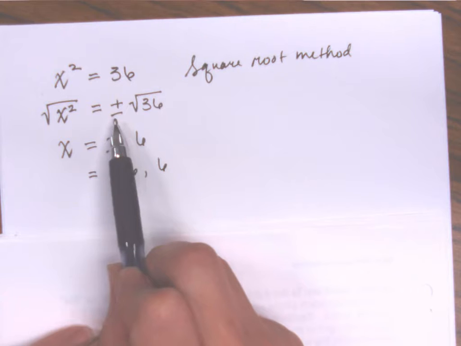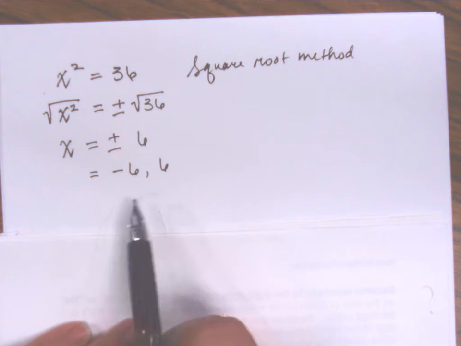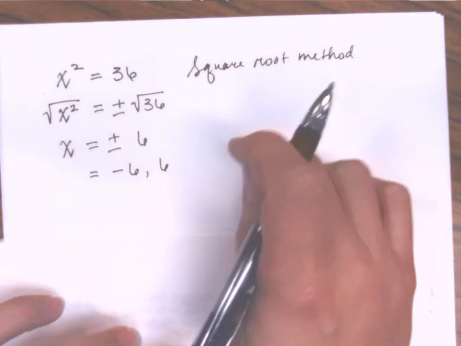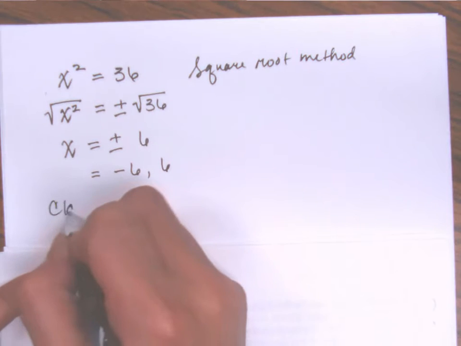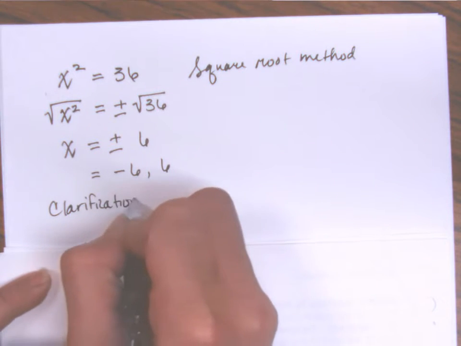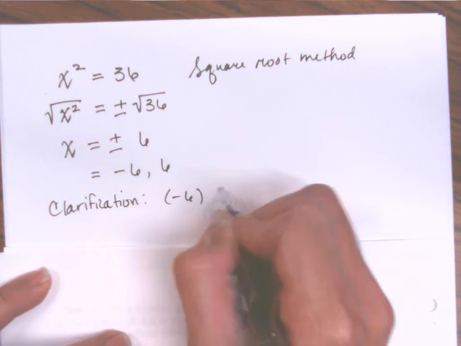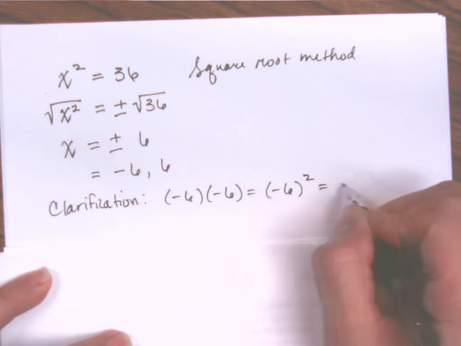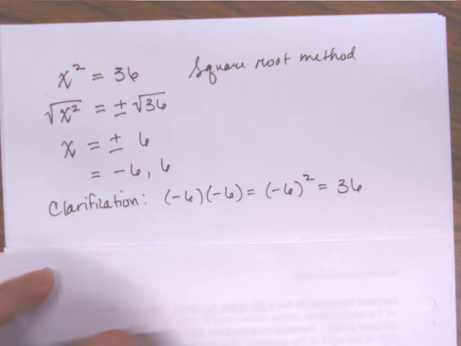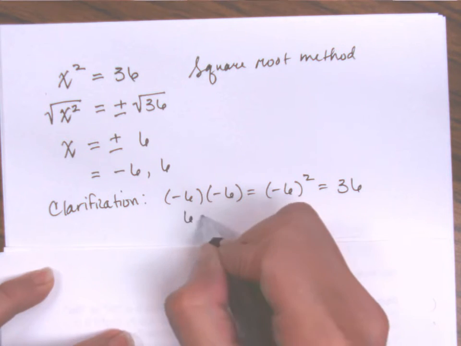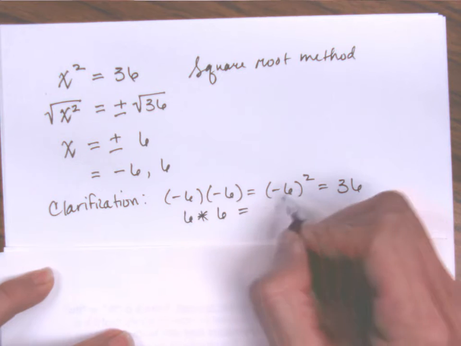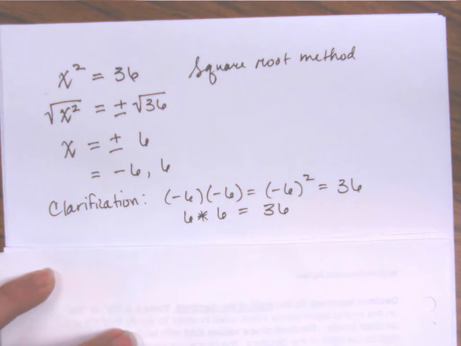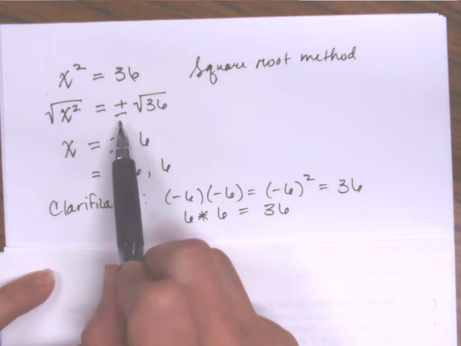So the reason we have to have the plus or minus sign on the right hand side is because you're going to end up with two different answers. So just for my own benefit, clarification, -6 times -6 is -6 squared, and that is +36. Also, 6 times 6, when they're both positive, is also equal to 36. So you're accounting for both of your answers. Okay, so don't forget about the plus or minus sign.